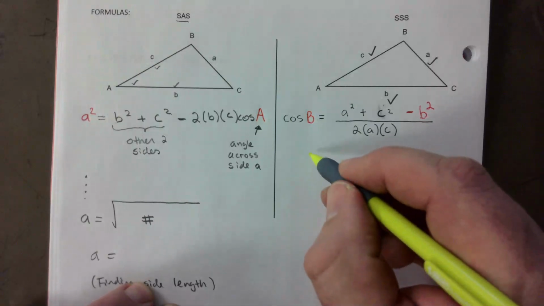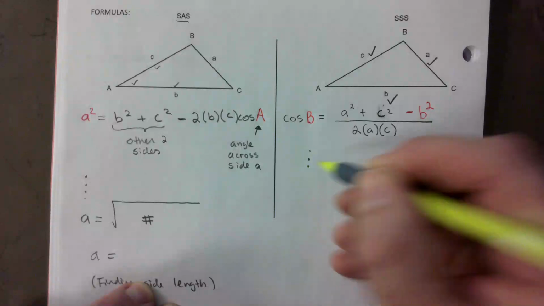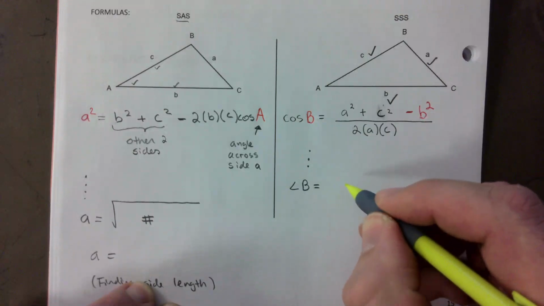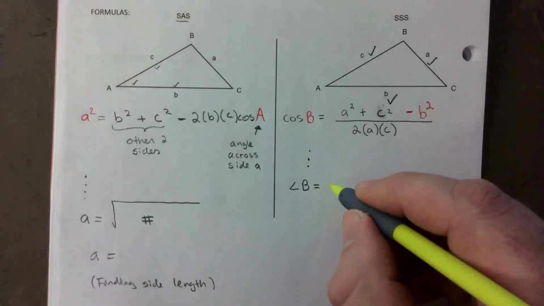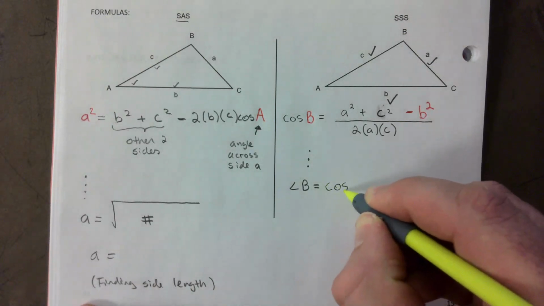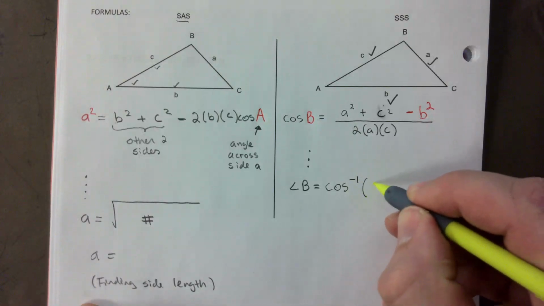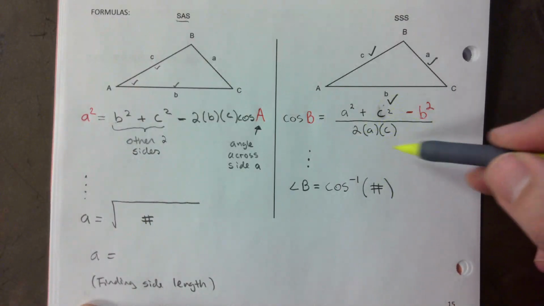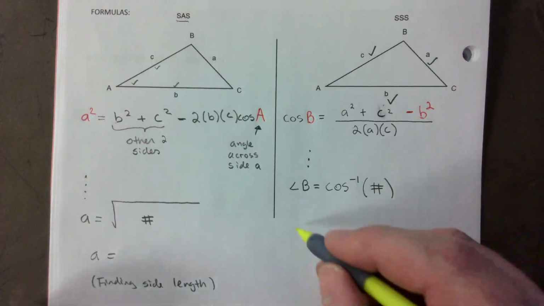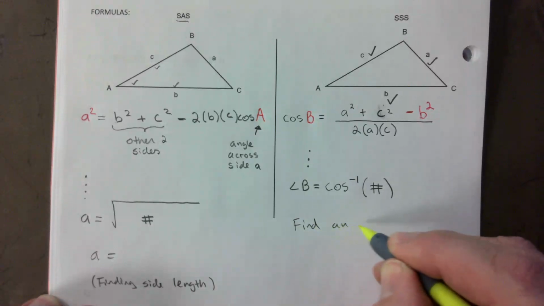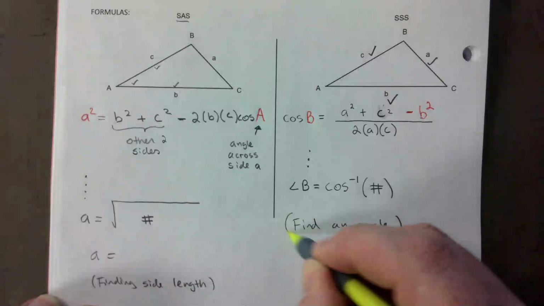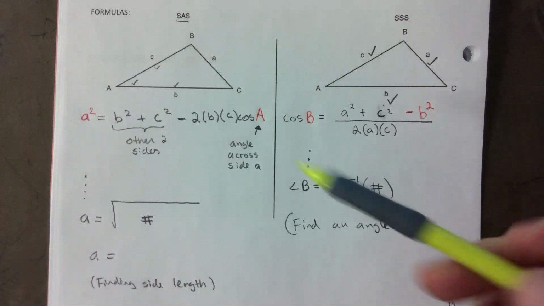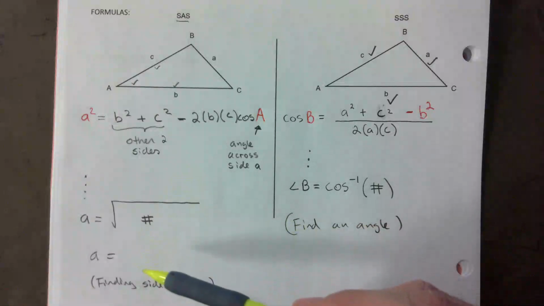Okay? And you're going to do a bunch of work. Guess what's going to happen in order for you to find angle B? What's going to be on this side? Earlier it was sine inverse. Now it's going to be cos inverse of some sort of number, which we're going to get when we crunch all of this. Right? We're going to figure out what that is, so that's going to be there. So you find an angle. So when it's SSS, the only choice you have is to solve for an angle. If you have SAS, your only option is to solve for a side length.